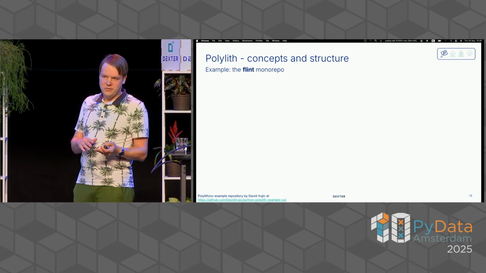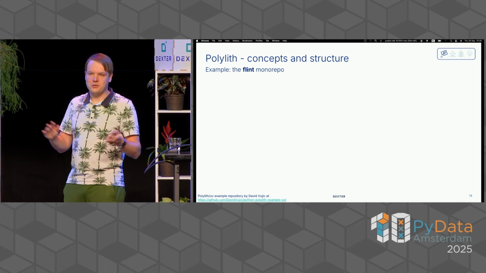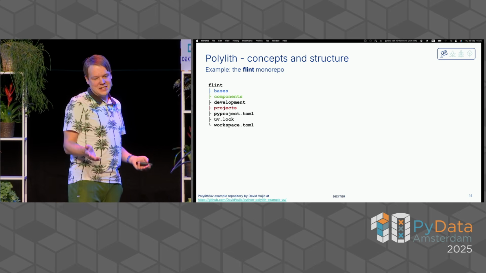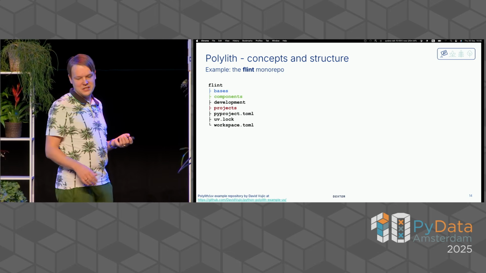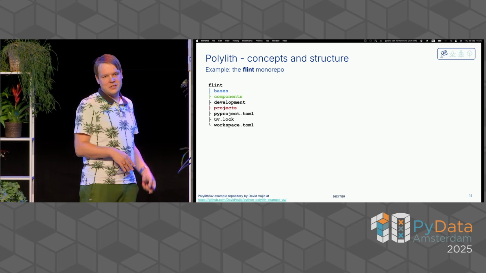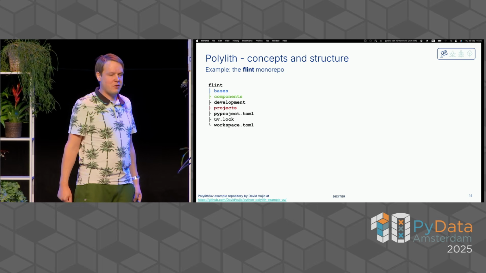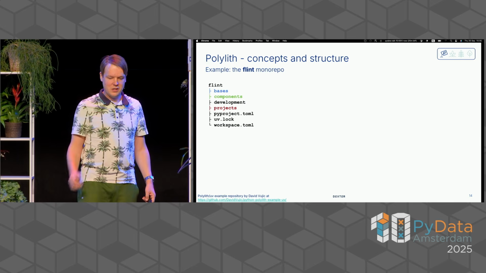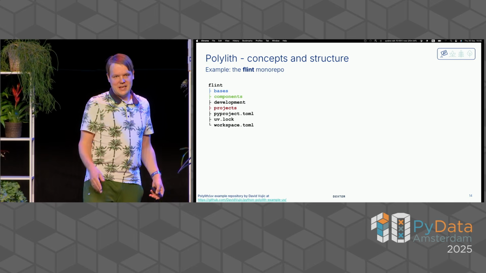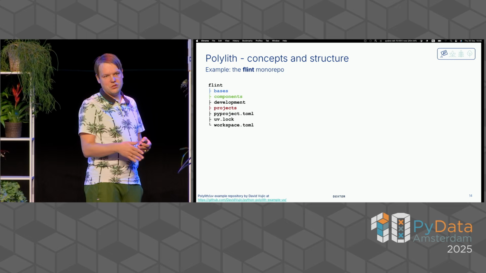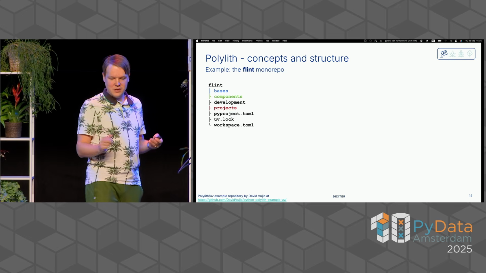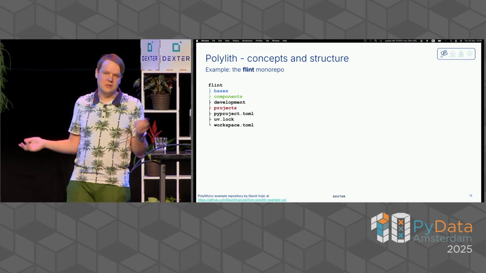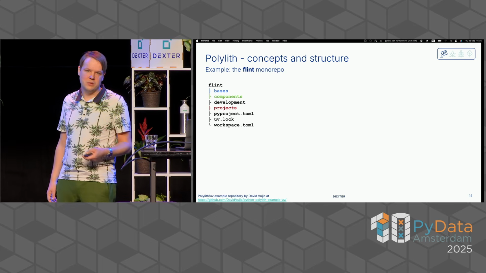So in our case, we have called our monorepo Flint for historical reasons. I won't go into that for now. And basically, the structure looks like this. You can see that all the things that I just explained come back directly in the directory structure. So you see your bases, components, the development folder, projects, and then some workspace.toml, a configuration file, not super important, and your standard pyproject.toml and a uv.lock, which should be standard by now for most of your Python projects, right?